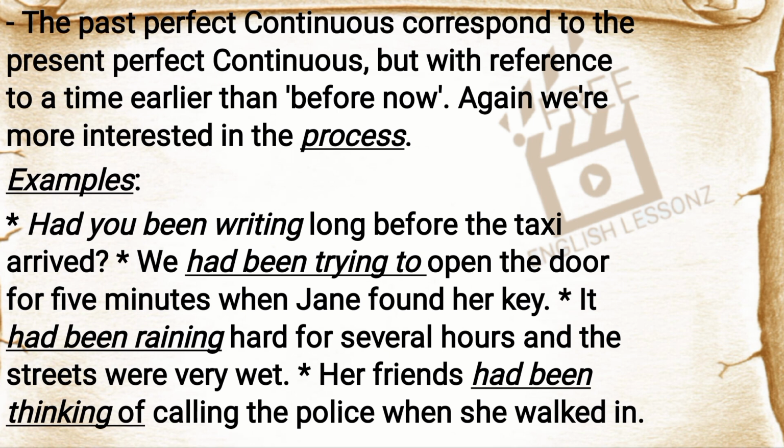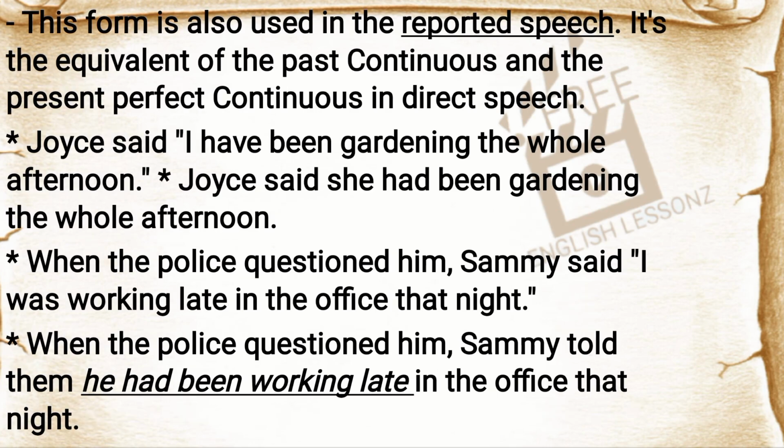Examples: had you been writing long before the taxi arrived? We had been trying to open the door for 5 minutes when Jane found her key. It had been raining hard for several hours and the streets were very wet. Her friends had been thinking of calling the police when she walked in. This form is also used in reported speech. It's the equivalent of the past continuous and the present perfect continuous in direct speech. Joyce said, I have been gardening the whole afternoon.